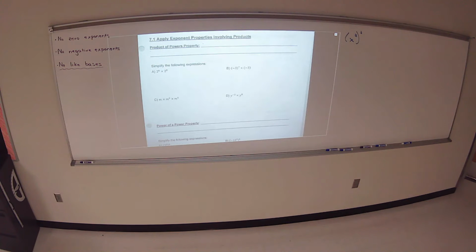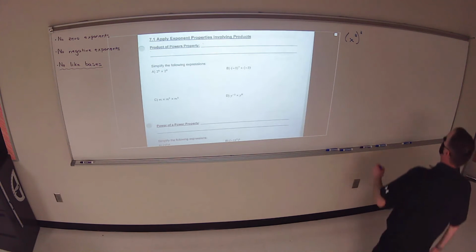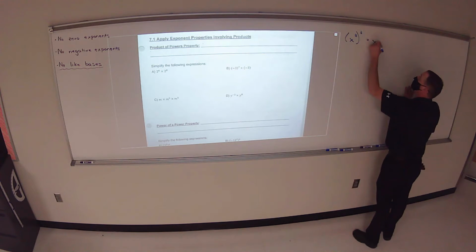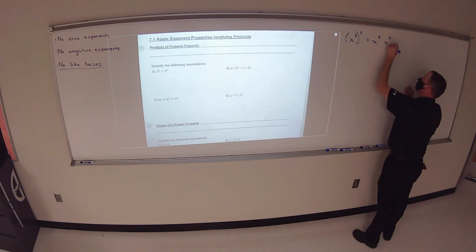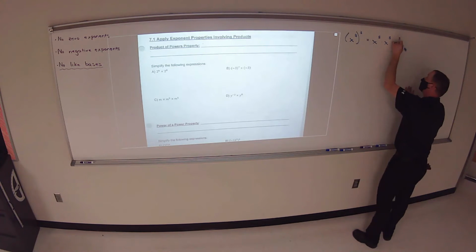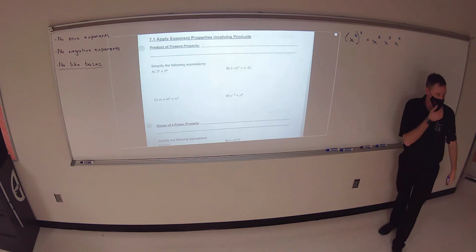Now, what does it mean to cube something? Multiply it by itself 3 times. So this is exactly what I'm going to do, I'm going to take x to the 8th, and I am going to write this out as being multiplied by itself 3 times. Now, am I going to do this all the time? No. But we're going to do this so we can learn what rule we're going to be using.